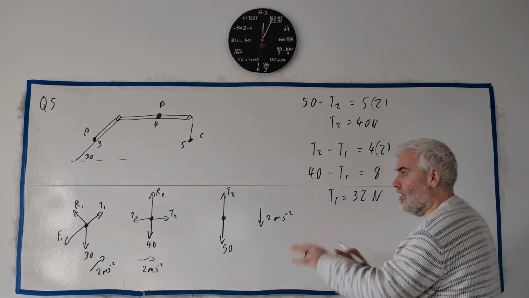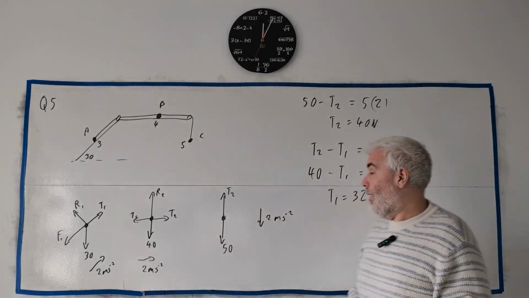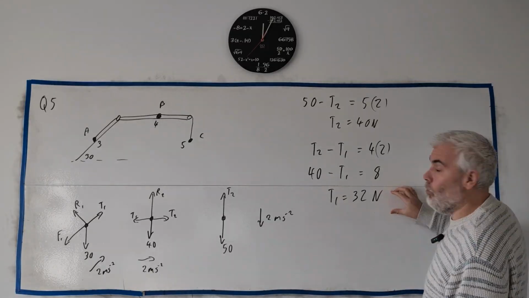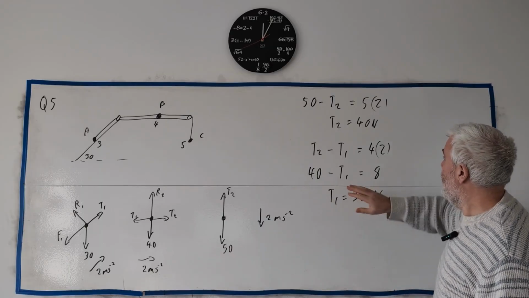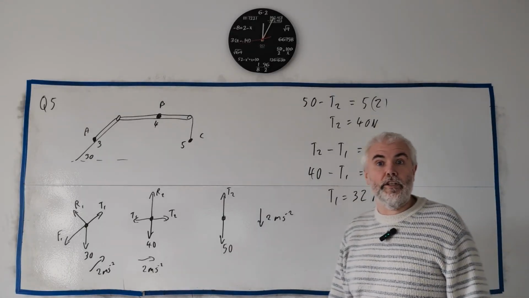Not much maths. If you'd set up the question correctly, the maths was quite straightforward. There are your two answers for part A. The tension in the first string is 32. The tension in the second one is 40.